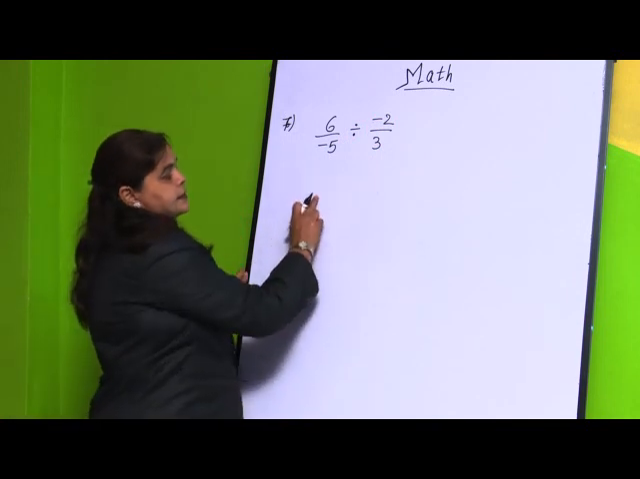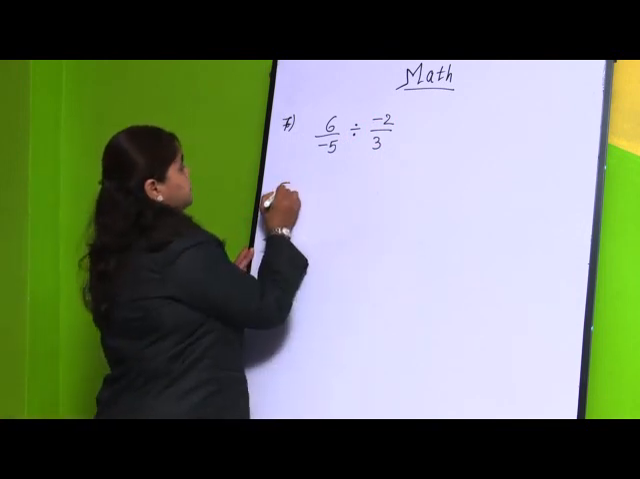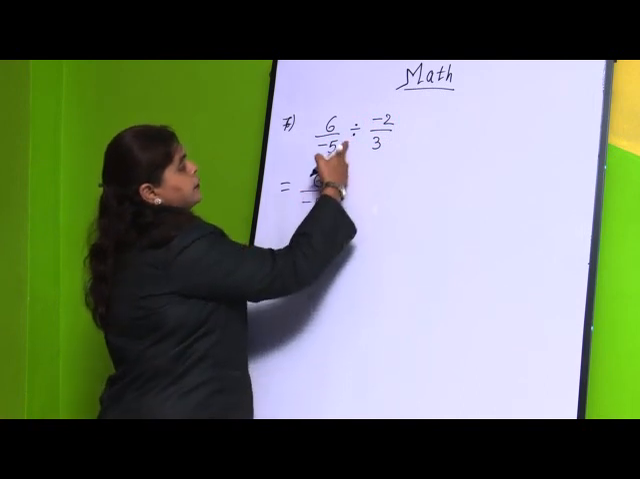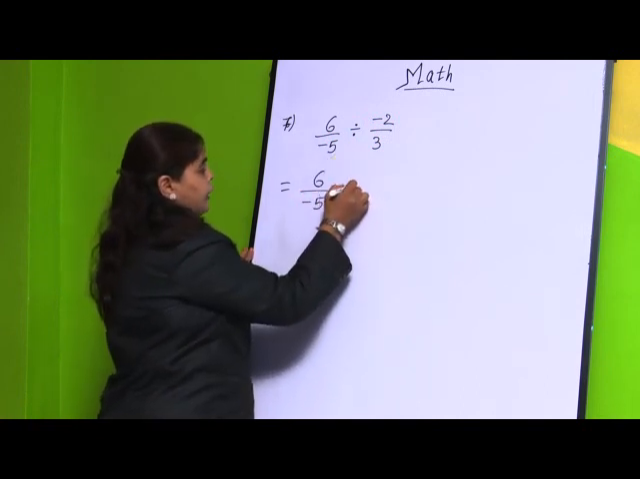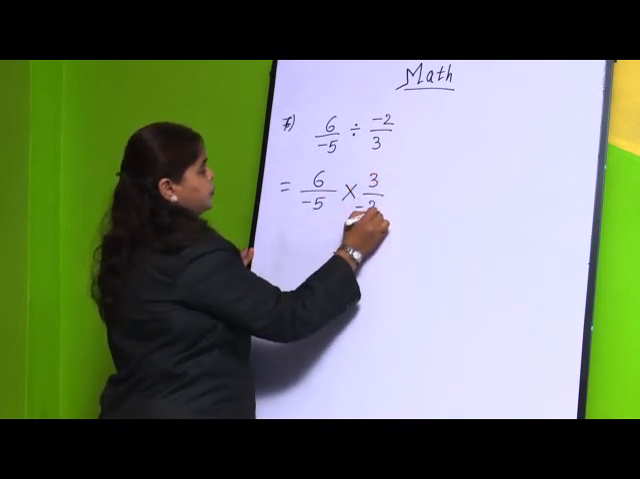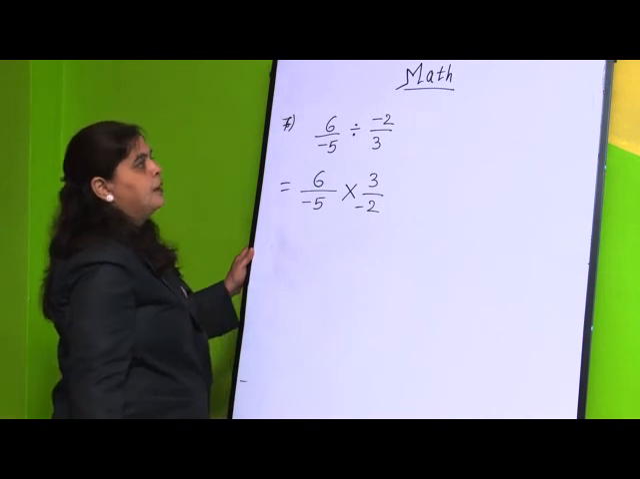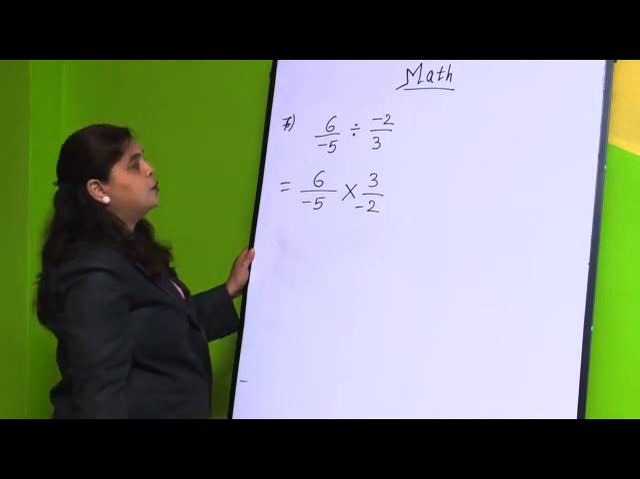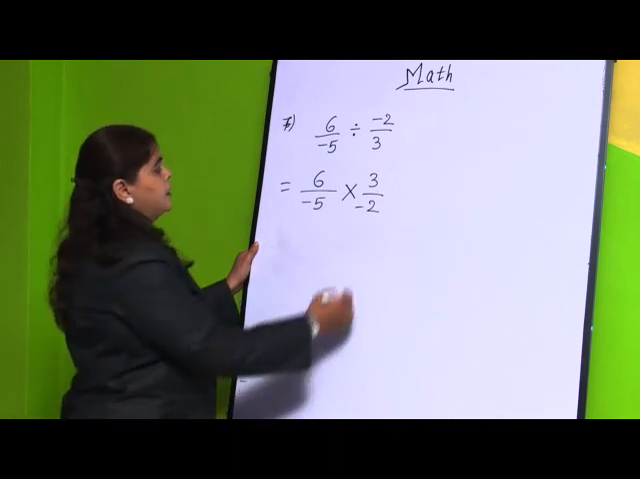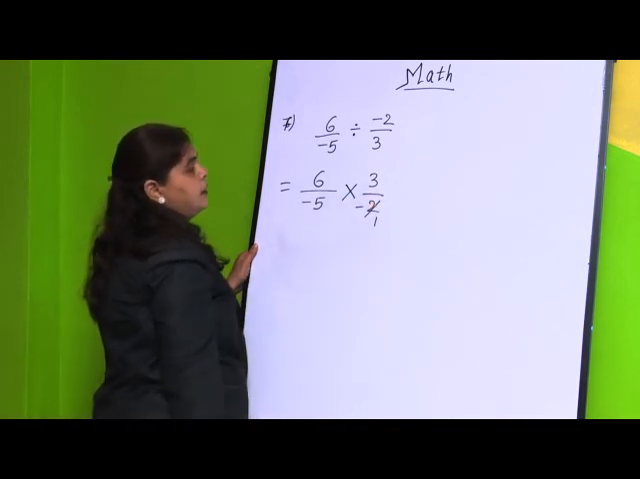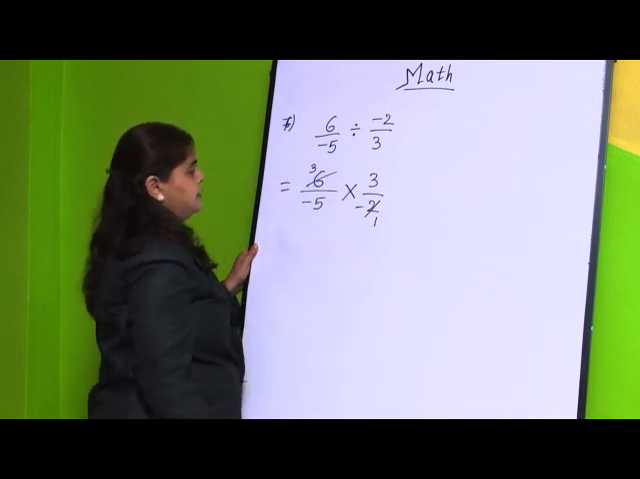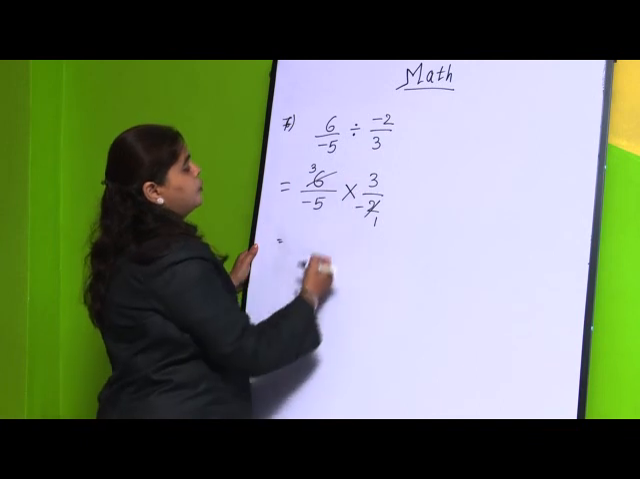We will write as it is. Yes, that is 6 upon minus 5. What will be the reciprocal? We will write the reciprocal, that is 3 upon minus 2. Now, is it possible to reduce? Yes, it is possible to reduce. We will try to reduce here. It is 2 1s are 2, 3s are 6. Now, we are unable to reduce it.